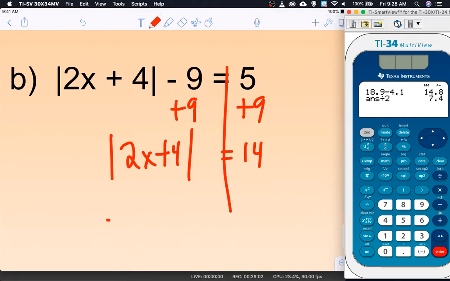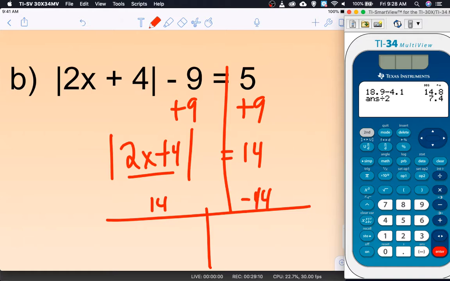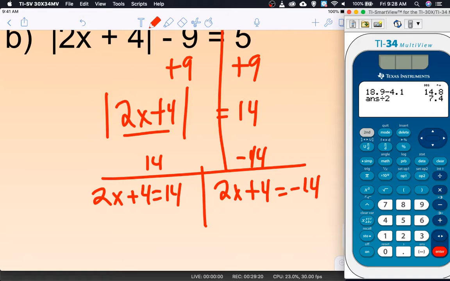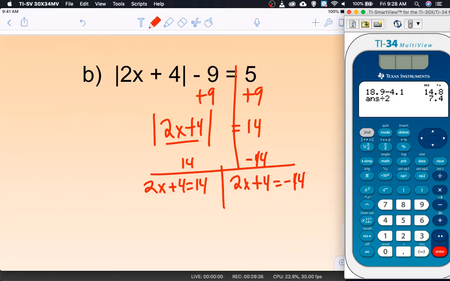I'm not going to go through the whole process, but just to show this, we would want this stuff to equal a positive 14 and the stuff to equal a negative 14. I'm just going to set up the equations and then move on to the next problem. So you'd have 2x plus 4 equals a positive 14 and 2x plus 4 equals a negative 14. Okay, and you'd solve both of those separately and get your solutions. But this right now is basically just deciding whether it does have a solution or not.